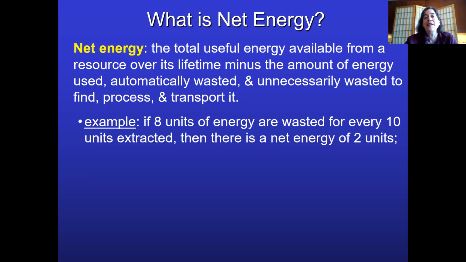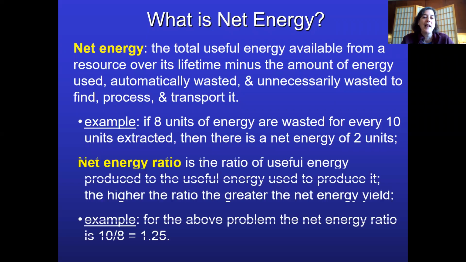Energy sources with a high net energy are going to be better. We can get more out of them compared to what we waste. All right, so the ratio is the ratio of useful energy to what you're using to produce it. So in that previous example, if we get 10 units out, but we spend 8 units just trying to get it out, or in the extraction process, we only have a net energy ratio of 1.25.